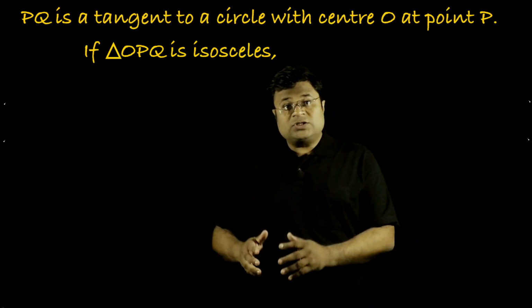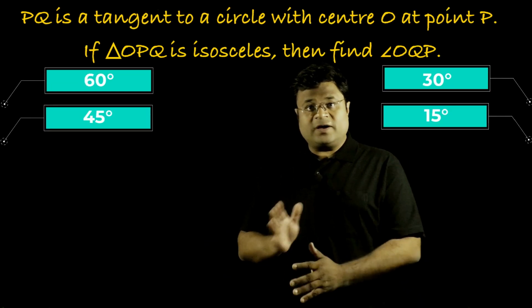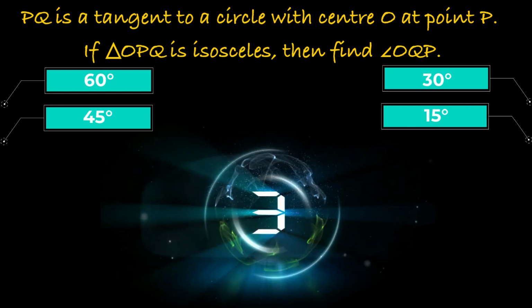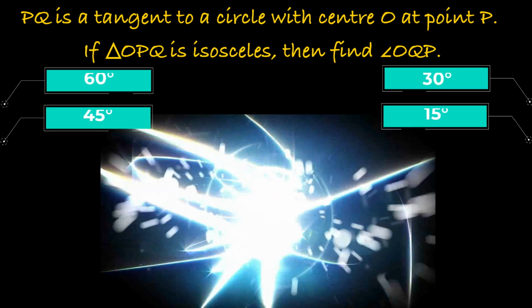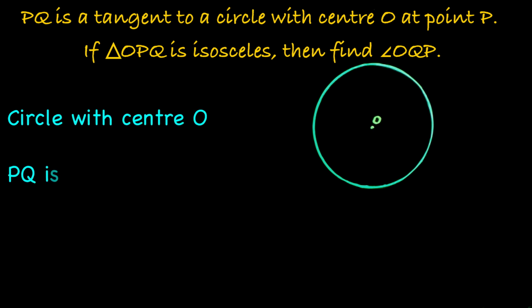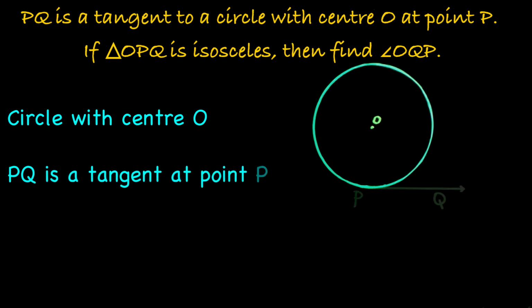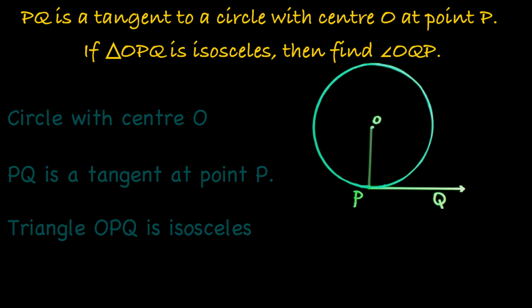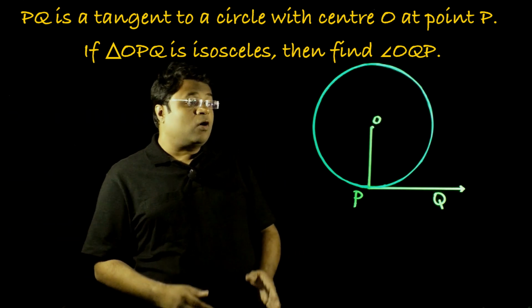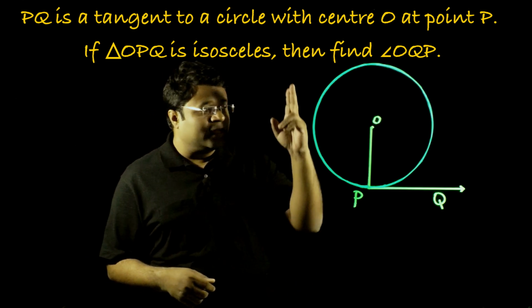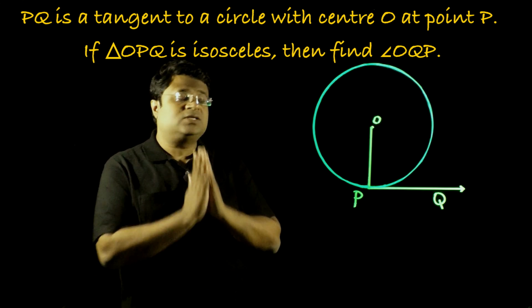Alright, so we have another question on tangents. Quickly draw the figure and get the answer. So we have a circle with center O. PQ is a tangent at point P. Triangle OPQ is isosceles. Now see, since the exact location of point Q is unknown, the only fact which we know is that triangle OPQ is isosceles.